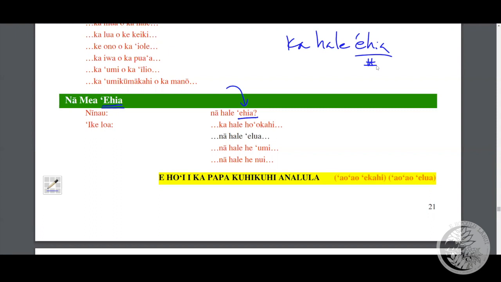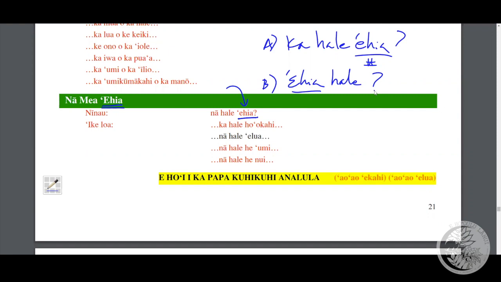Now, if I wanted to ask the expression of how many houses, we know earlier we would ask ehia hale. Give me the number of houses. So just to understand the two differences here: in the top one, we're asking what number of the house, kahale elima, the 5th house. When I'm asking how many houses in general, that's just ehia hale, ehia whatever it is.